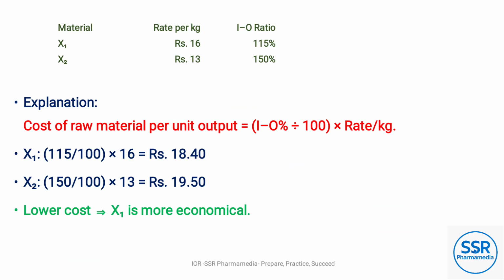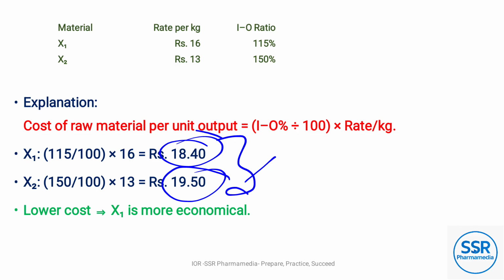For the explanation, see: 115 divided by 100, which is 1.15, into 16, gives 18.4 rupees. X2 is 19.50 rupees. So between 18.40 and 19.50, the lower cost is better. So X1 is the more economic.